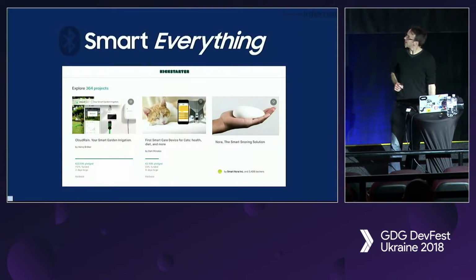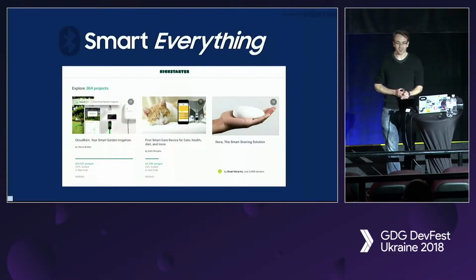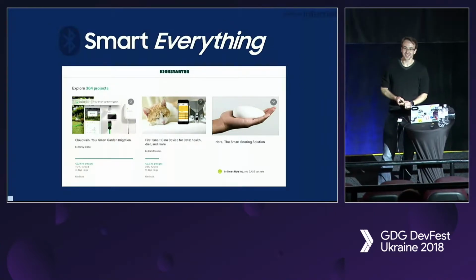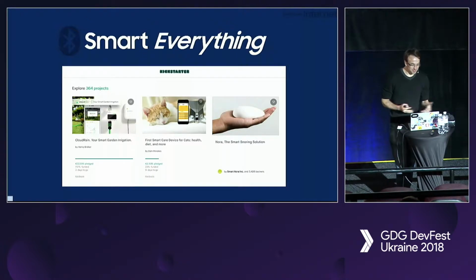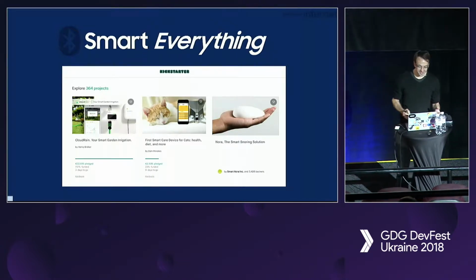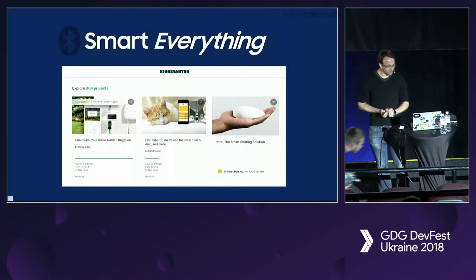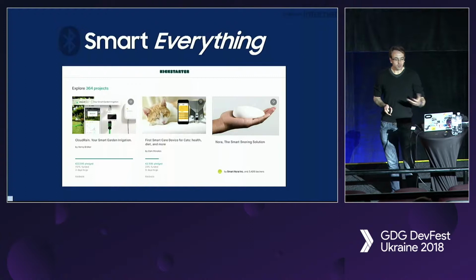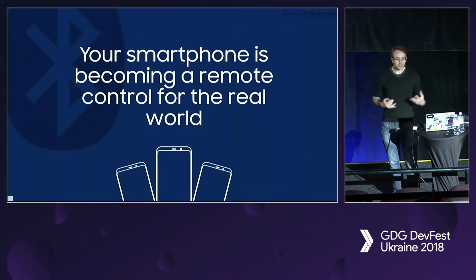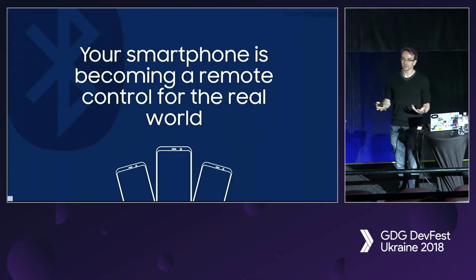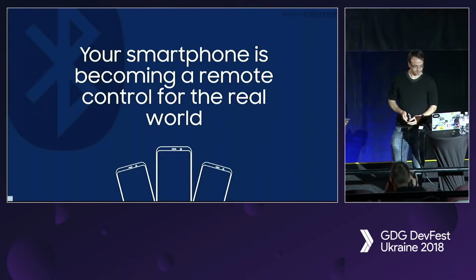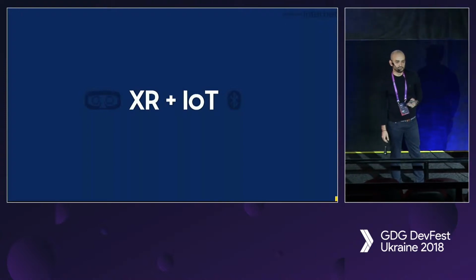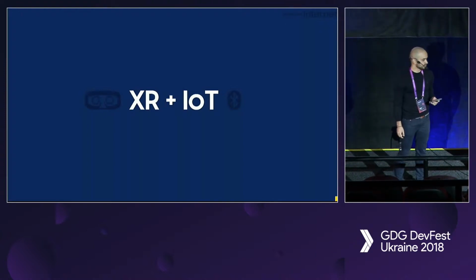And if you were to look at something like Kickstarter and have a look at some of the devices that are cropping up there, you might notice that there's smart everything now. There's smart garden irrigation, smart care devices for cats, and smart snoring solutions. Meaning that everything is becoming controllable. Our smartphone is becoming a remote control for the real world around us. So this kind of begs the question, what if we can combine the immersive technologies with the Internet of Things?